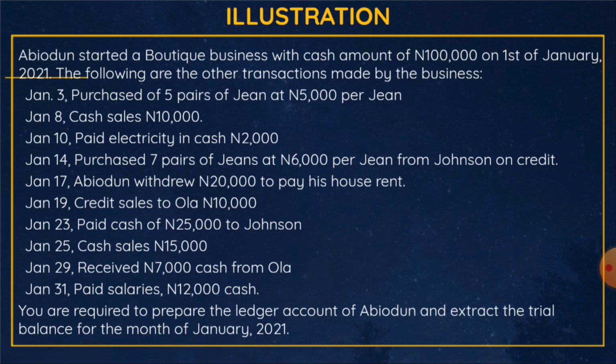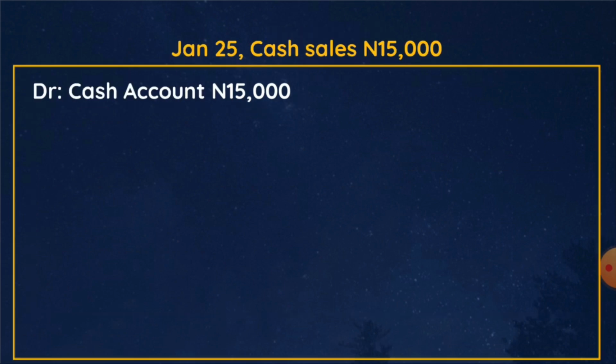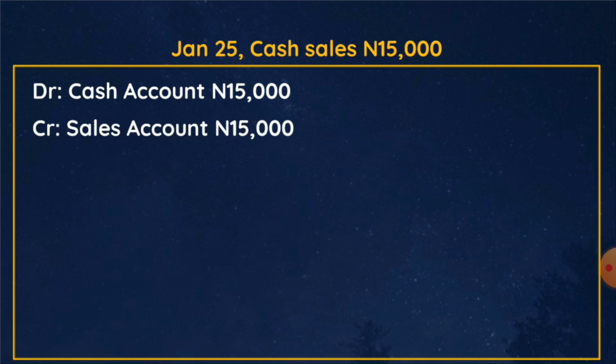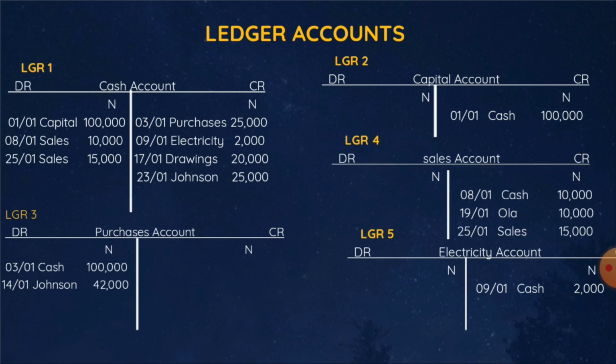Then the next one, which is January 25, cash sales 15,000 naira. So the two accounts involved are cash account, which will be debited, and sales account, which will be credited. That is debit cash account 15,000 naira, credit sales account 15,000 naira. So we already have cash account, so there's no need of opening another account, which is ledger number 1. So we are going to debit the account with 15,000, and that is January 25 sales 15,000 naira. The corresponding entry goes to the sales account, which is ledger number 4. Then we credit sales account 15,000 naira to complete the double entry principle.